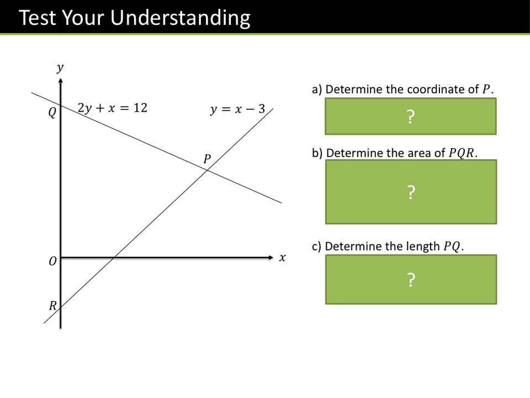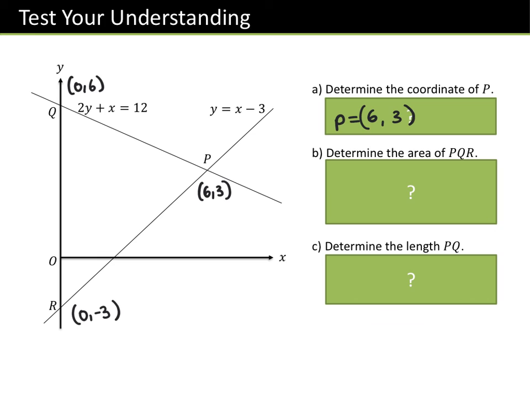Okay, so let's go really quickly. The coordinates of P is where I substitute them together. Okay, so what do I get? x equals 6, y equals 3. So this is 6, 3. My R coordinate is 0, minus 3. And my Q coordinate is 0, 6.